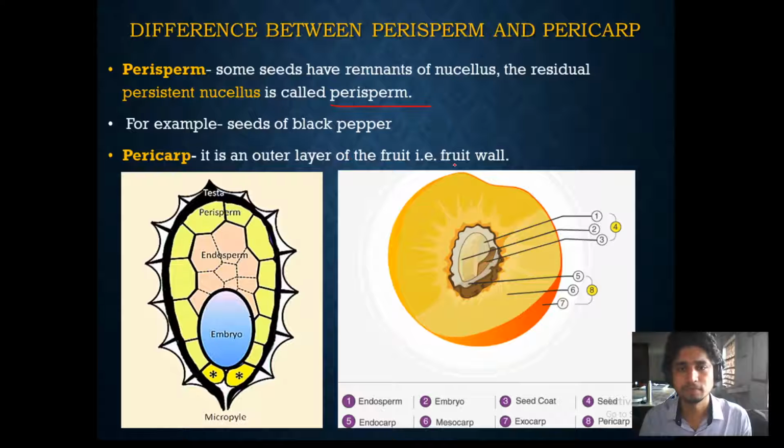They are present in the fruits. So it is the outer layer of the fruit, that is, the fruit wall. Pericarp is a fruit wall. Perisperm is persistent nucellus. These two terms are very important to remember.